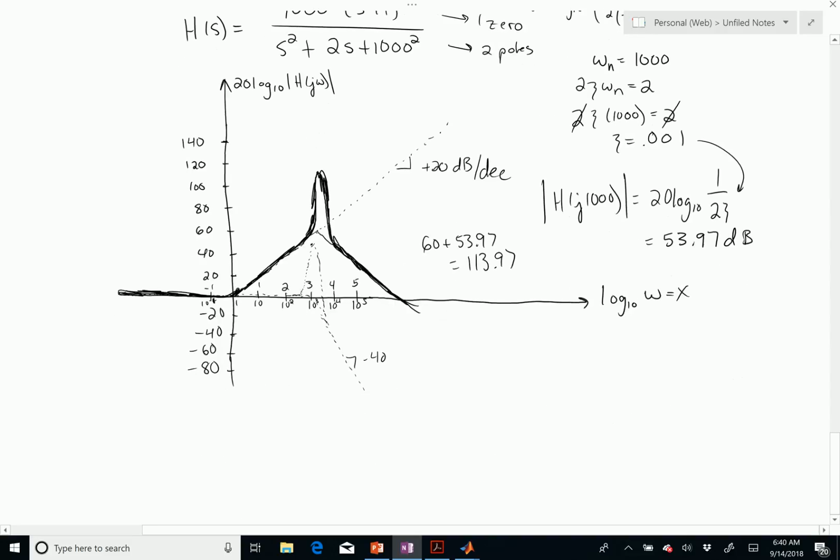Now, angle-wise, it's tricky to draw the angle, right? But what do I know? I know that for the angle, it better start at 0. Around here, it better start to rise up to 90. By the time I get to here, it better be done rising to 90. And then it's going to drop 180 from there, right? So it's going to go from plus 90 down to minus 90.